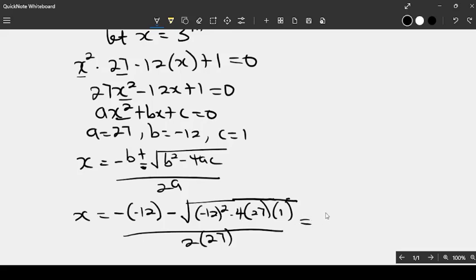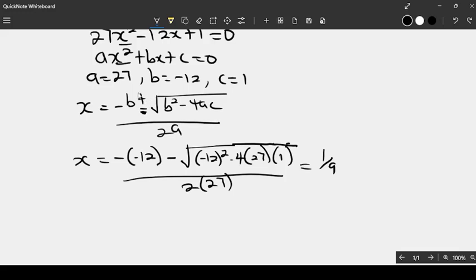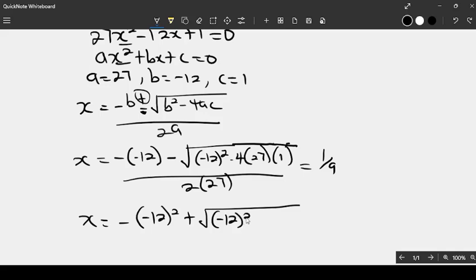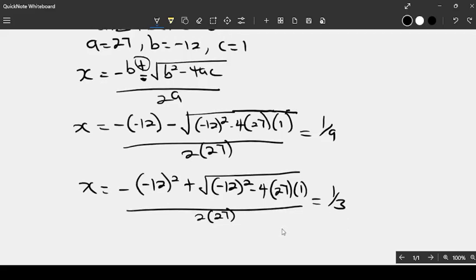Punching this on the calculator gives us 1 on 9. Now we take the positive side too. So we have x equals to minus negative 12 plus root of negative 12 all squared minus 4 into bracket 27 times 1, all on 2 times 27. Punching this too on the calculator gives us 1 on 3. So now we have the values of x to be 2.